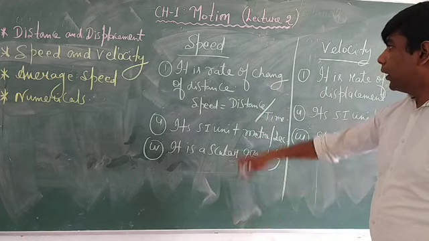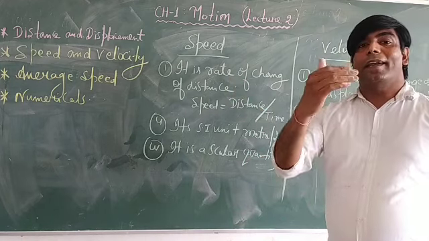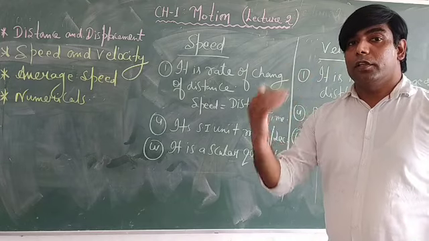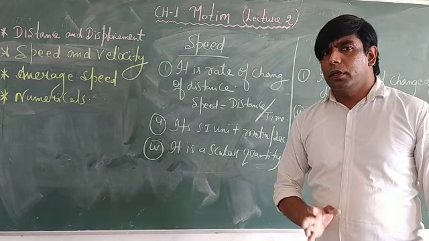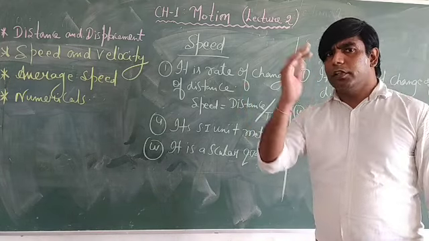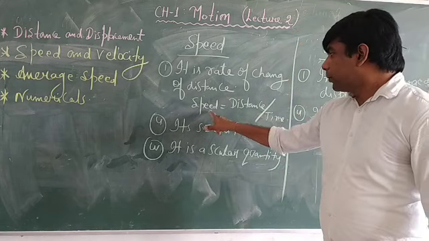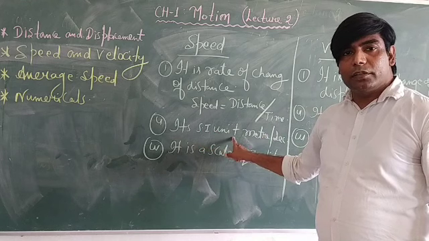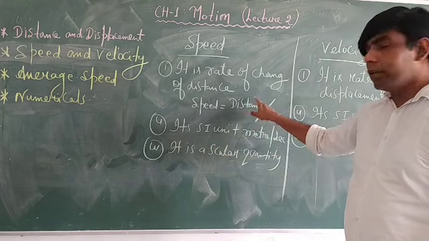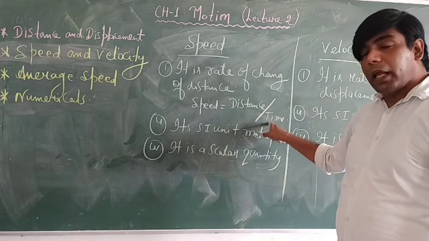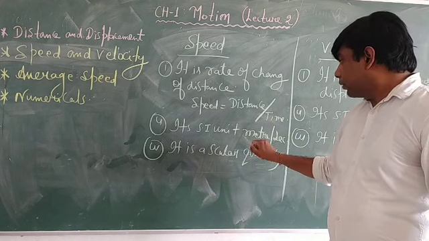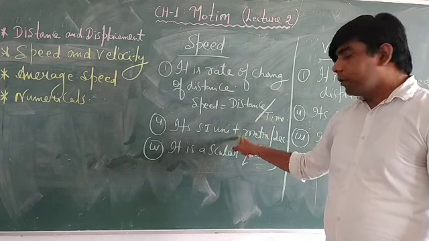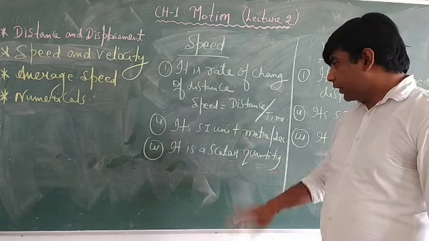Going by speed, it is the rate of change of distance. Speed is equal to rate of change of distance. Rate means always divided by time, and rate of change of distance means distance divided by time. Speed equals distance divided by time. Its SI unit is meter per second. SI unit of distance is meter, SI unit of time is second. Right? So the SI unit of speed will be meter per second.